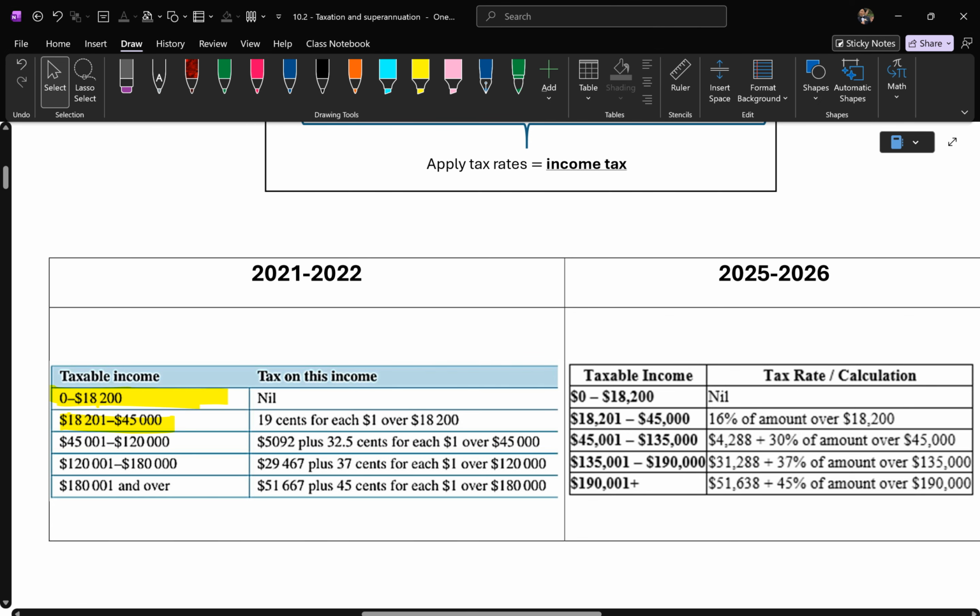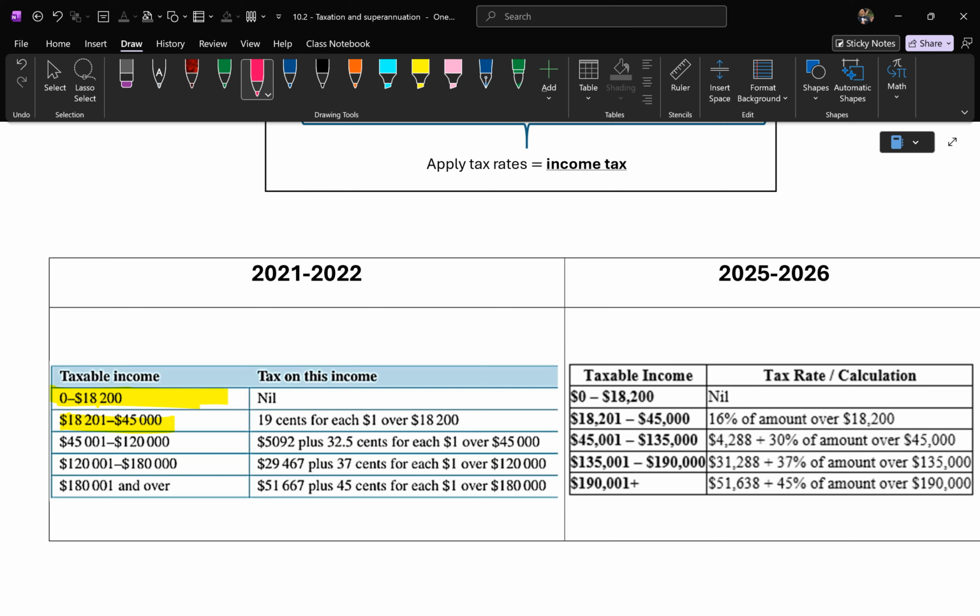For 2025 and 2026, it'll be 16% of the amount that you're missing from 18,000 to 45,000. But because I earn, say, 135,000, I already fulfill this point. So essentially it'll do 16% of the difference between 18,000 to 45,000. Just in case you got confused with what I just said, I'm going to write it on paper. You don't have to write this bit, it's just to help you understand.